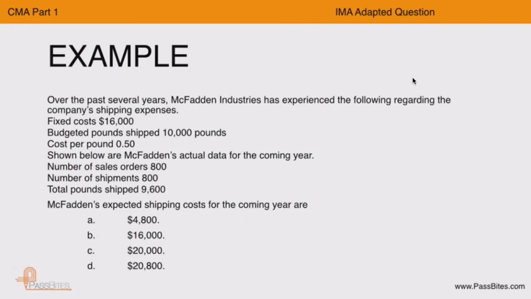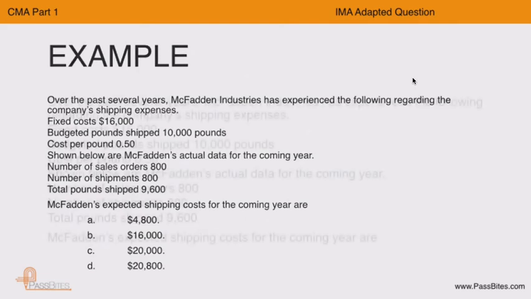Let's take an example here. Over the past several years, McFadden Industries has experienced the following regarding the company's shipping expenses. Fixed costs are $16,000, budgeted pounds shipped are 10,000 pounds, and cost per pound is 0.5. This is the variable cost per unit. Shown below are McFadden's actual data for the coming year. They have given you the number of sales orders 800, number of shipments 800, and total pounds actually shipped are 9,600. We need to find the expected shipping cost for the coming period.